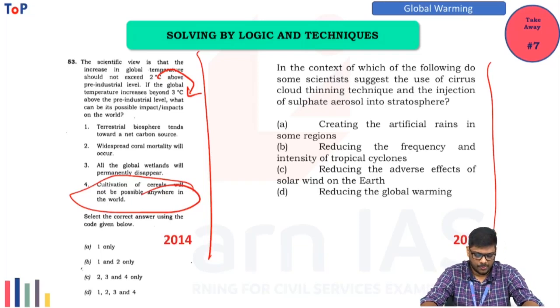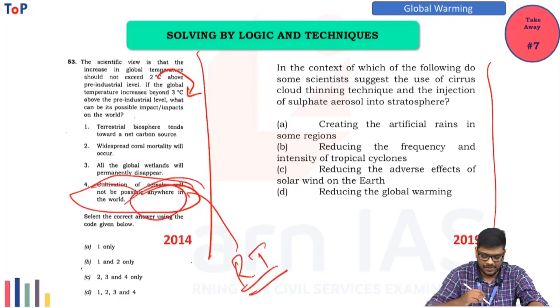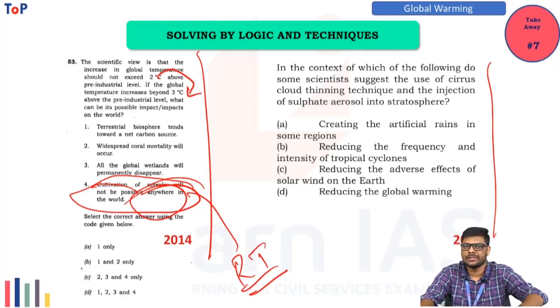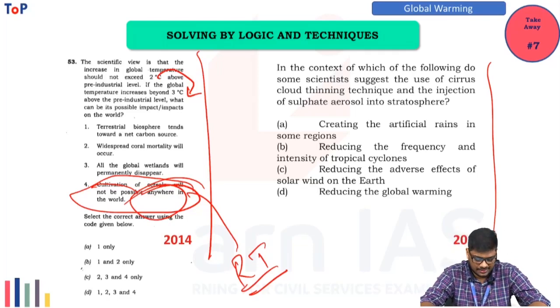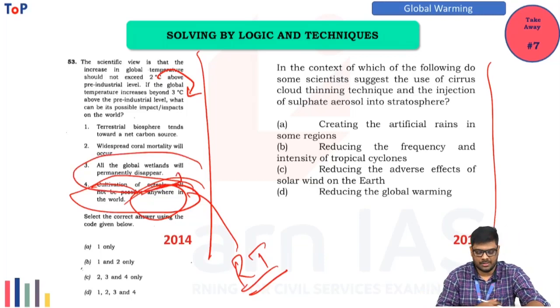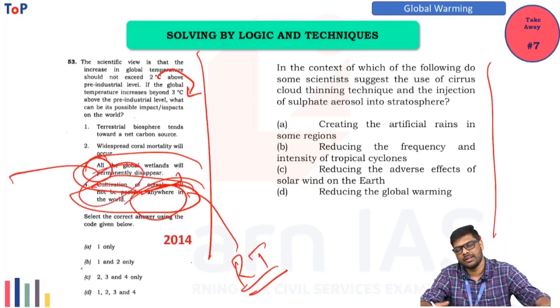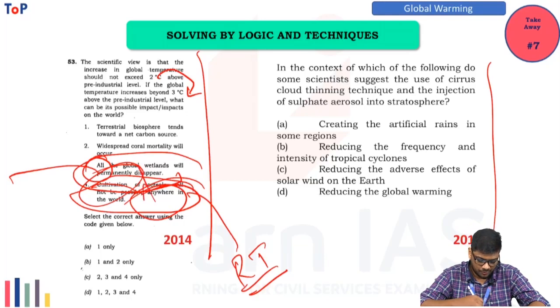Cultivation of cereals will not be possible anywhere in the world. Is that a rotten tomato? Nowhere in the world can we cultivate cereal. Is that correct? Then all the global wetlands will permanently disappear. In fact, there are 2 rotten tomatoes. All the wetlands will permanently disappear. 2 rotten tomatoes. Eliminated. 3 and 4 can be eliminated.